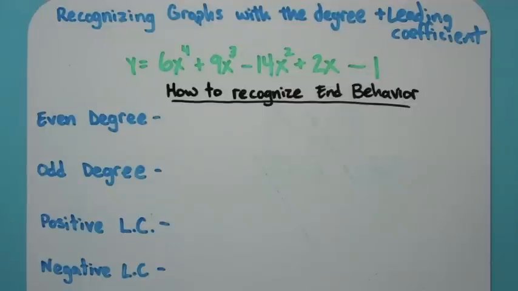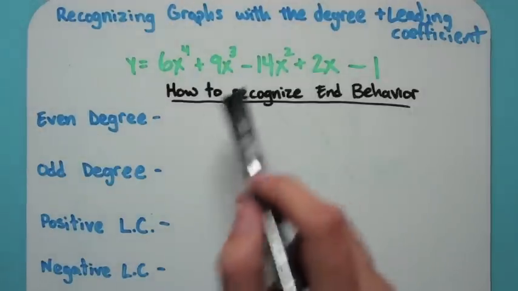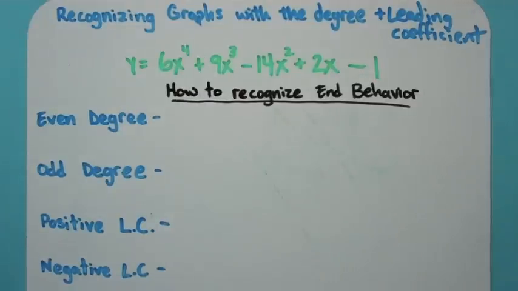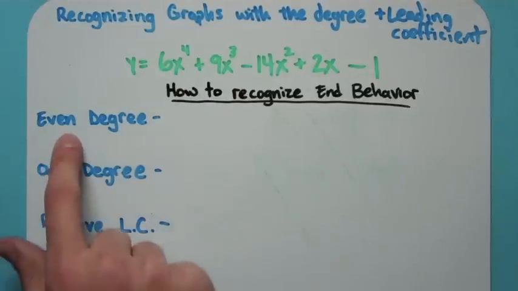So there are some common patterns in polynomial graphs we want to be able to see. So I gave an example here of just a random polynomial. This problem isn't terribly important in and of itself, but I want to point out again what the degree and leading coefficient are, in case you have forgotten. Remember, the degree is the biggest exponent we have on our variable. So our degree in this polynomial is 4. 4 is obviously an even number.